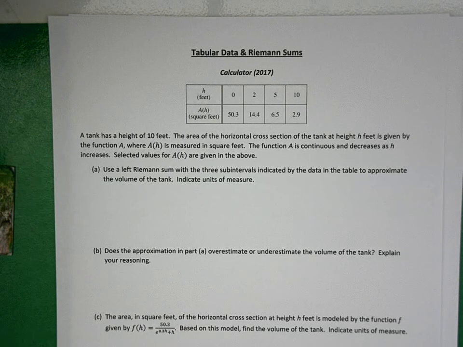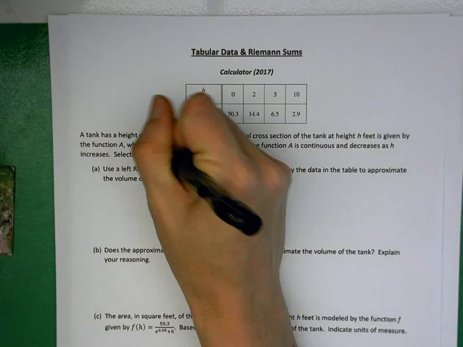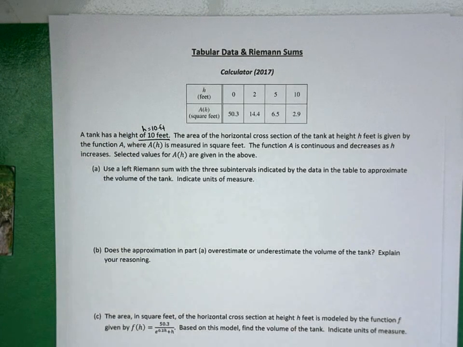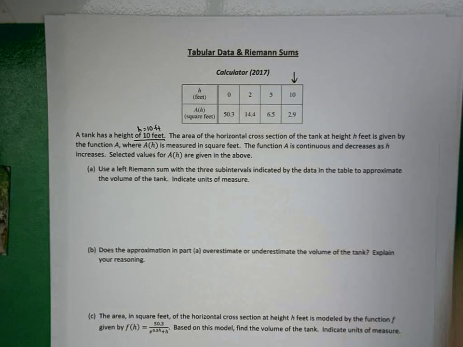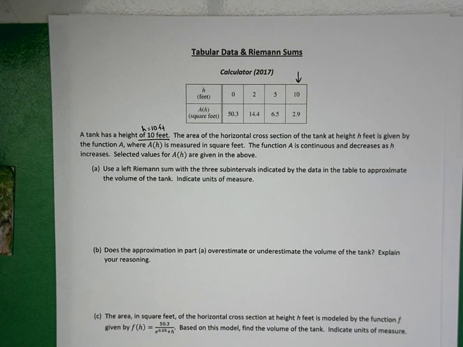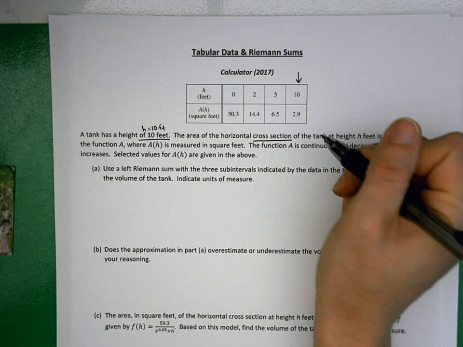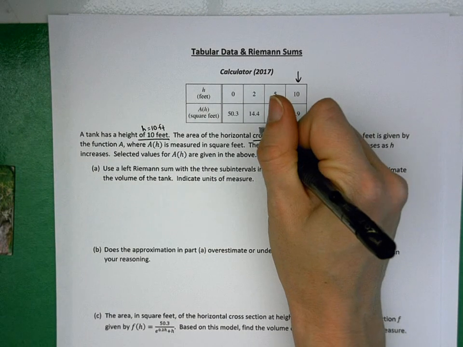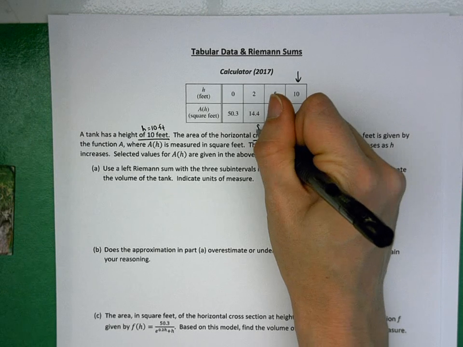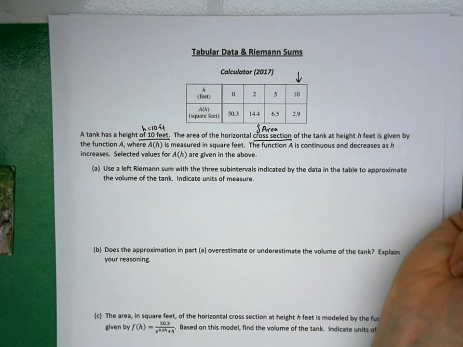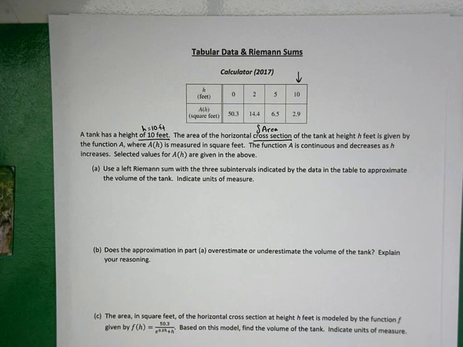Okay, so as I read this, a tank has a height of 10 feet. So H equals 10. I'm going to go ahead and jot that down, just in case I need it. Okay, the area of the horizontal cross section. Okay, so cross sections, I'm thinking 6.3. Cross sections in 6.3 were an integral with an area formula of some sort plugged into that integral.